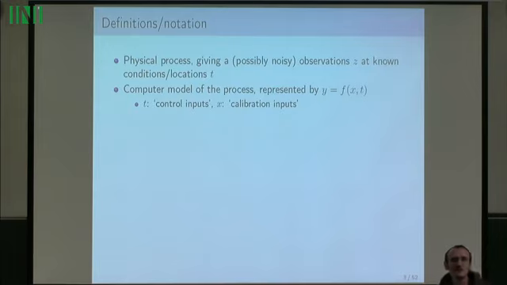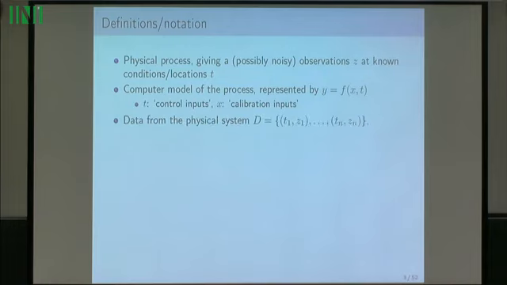And then we have a computer model of that same process. I'm going to represent that by some function f, and that model will take the same control inputs T, but there'll be additional calibration inputs X that I may not know. So I have to specify those as well to run my model. And then we'll get some data from our physical system. So perhaps at different points in time or space, or at different experimental conditions T, we'll take a measurement and we'll observe Z, possibly with noise.